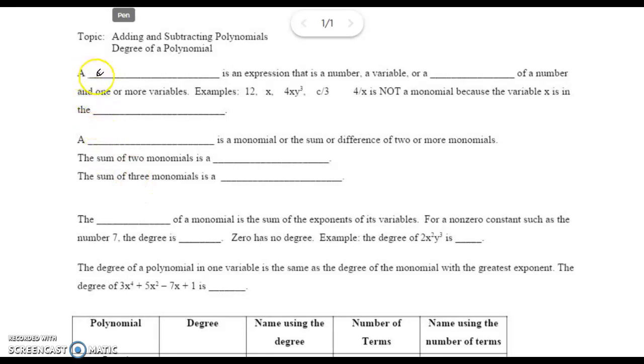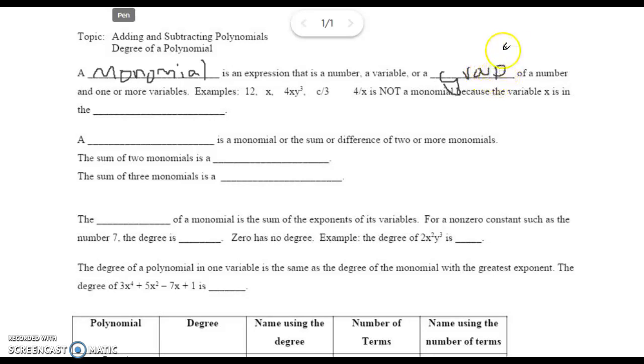Okay? First off, the first thing right here is a monomial. And it's going to be very hard for me to write, so I apologize for the terrible writing. I'm writing with a mouse. So if it looks like a second grader wrote it, it is about the equivalent. Okay, a monomial, M-O-N-O-M-I-A-L, is an expression that is a number, a variable, or a group of a number and a variable.